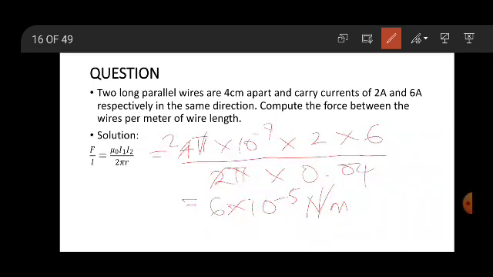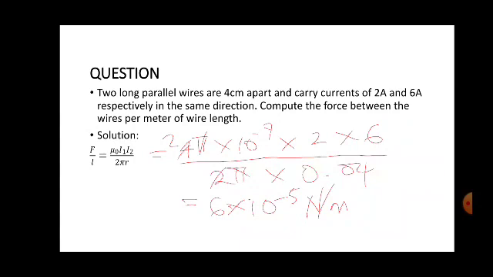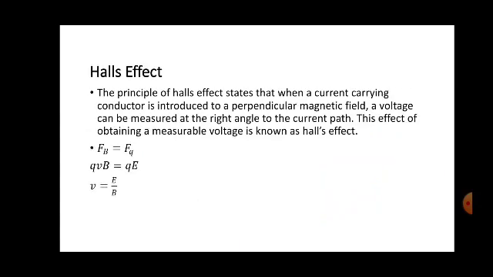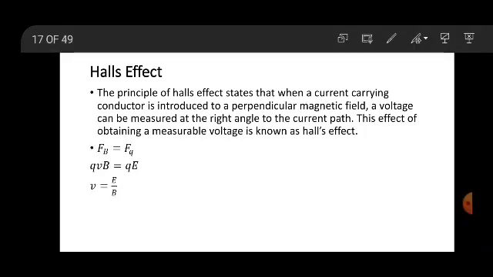So I believe that this is quite clear. Okay, now that leads us to another topic here. It's called Hall's effect. The principle of Hall's effect states that when a current carrying conductor is introduced to a perpendicular magnetic field, a voltage can be measured at right angles to the current path. This effect of obtaining a measurable voltage is called Hall's effect.